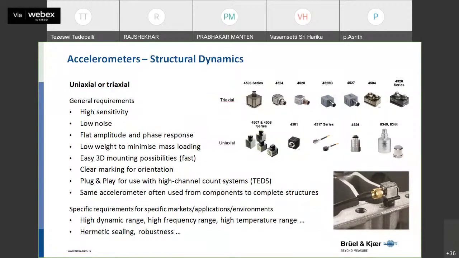You can use the same transducer for a variety of applications. It really depends on the interchangeability, temperature operations, EMI, RFI interference, and mounting. But the accelerometers basically are all general purpose in most cases.